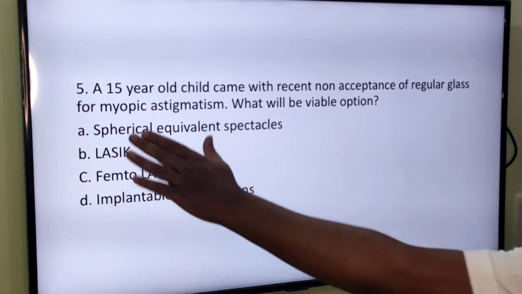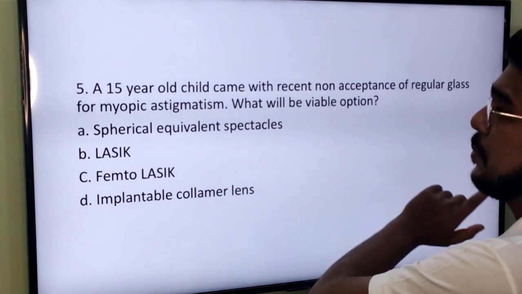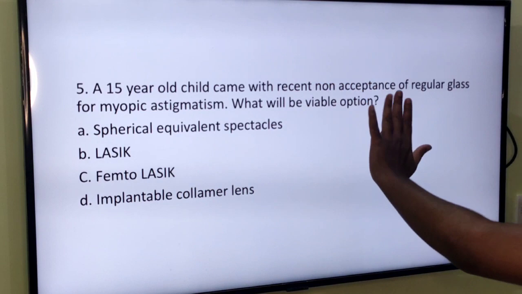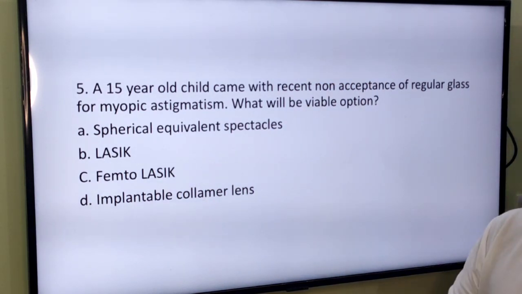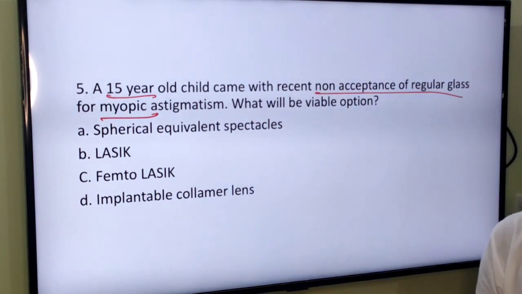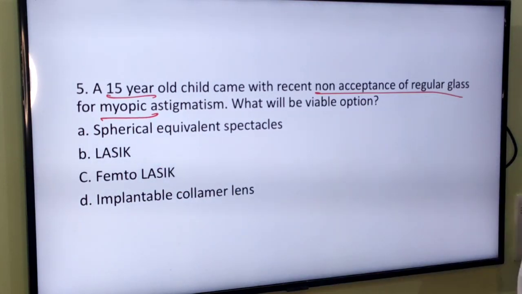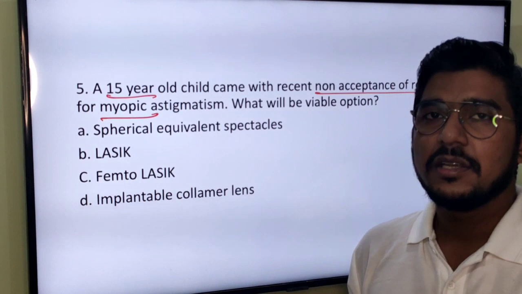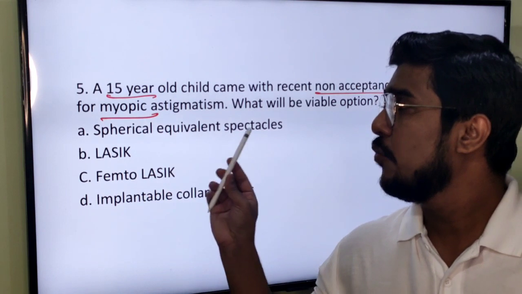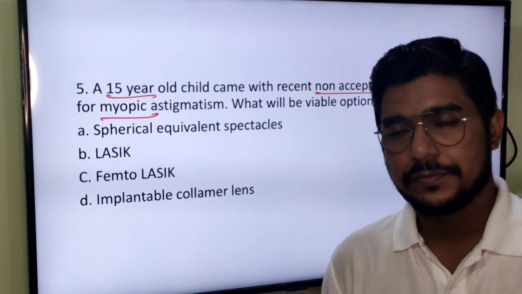A 15-year-old child came with recent non-acceptance of regular glasses for myopic astigmatism. What will be the viable option? The patient is a 15-year-old child, non-acceptance of the regular glass. He has myopia. So there are three things: 15 years, non-acceptance of the myopia, right? Means he is not accepting the normal spherical glasses. Then what is the most viable thing that you can do? A spherical equivalent spectacle, LASIK, femtoLASIK, or implantable collamer lens.